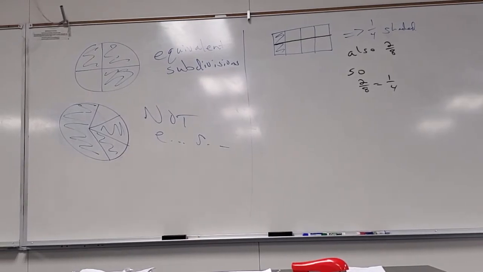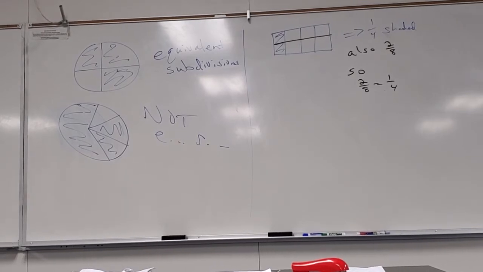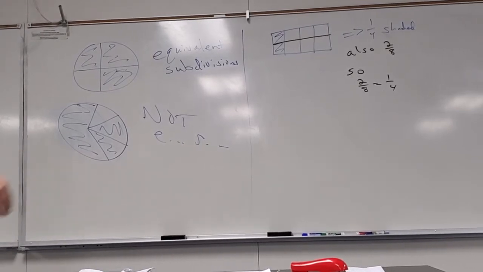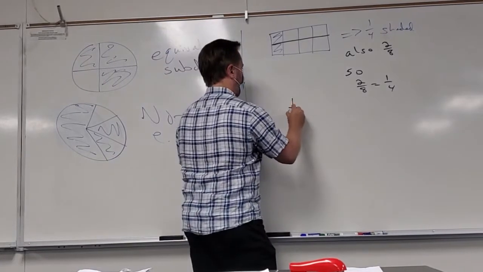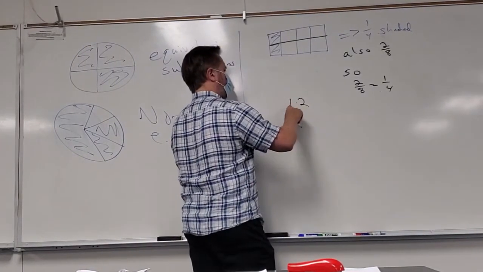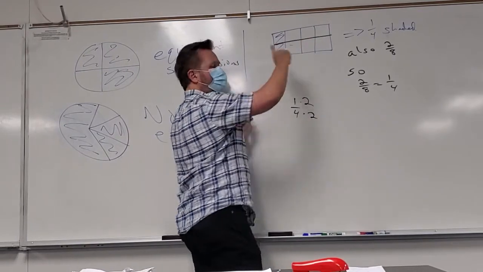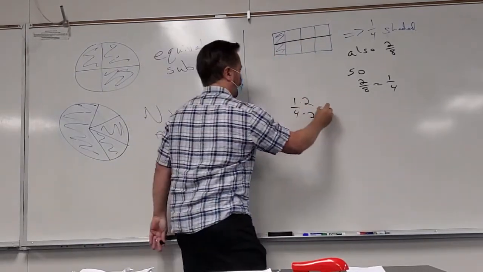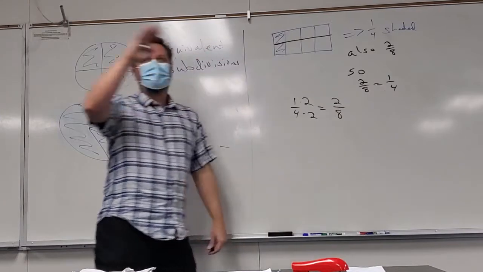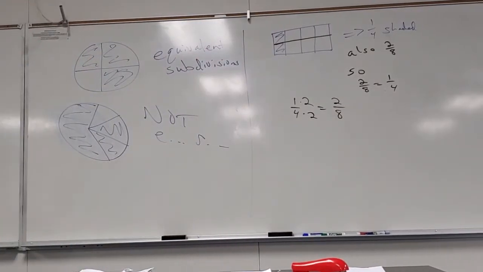I understand that you all know this, but this is an interesting way to show that if I double the number that are shaded and I double the number that I had total, that makes an equivalent fraction, right?